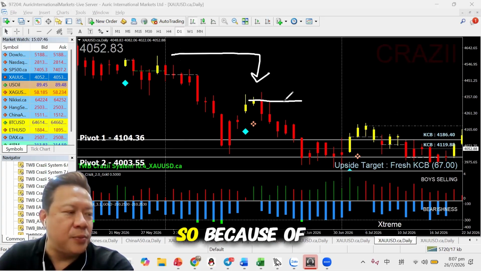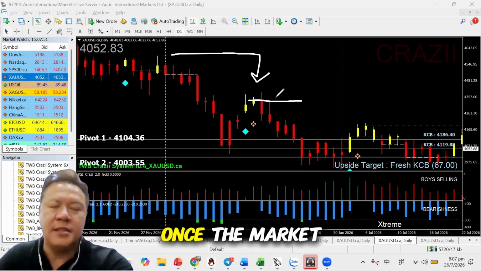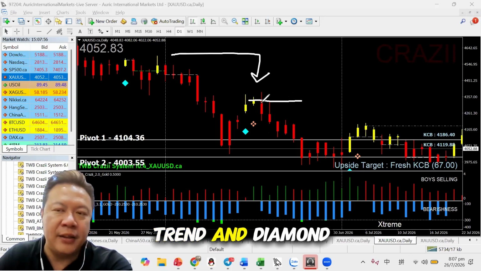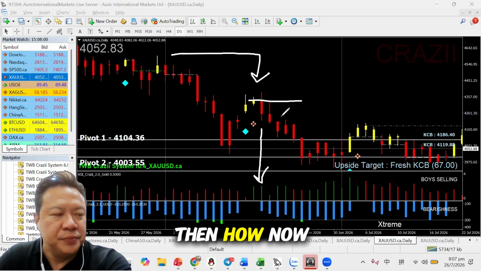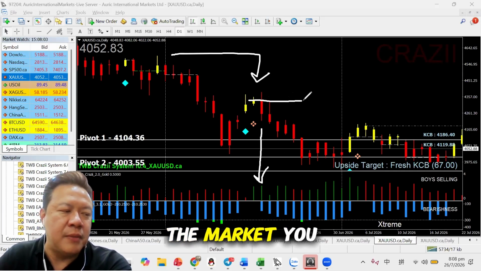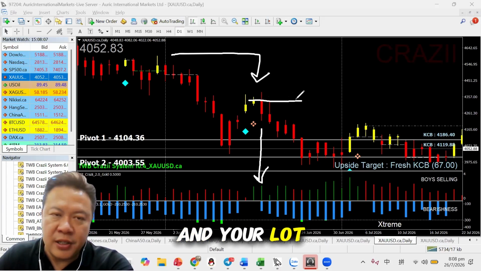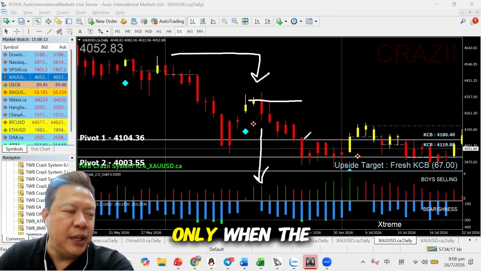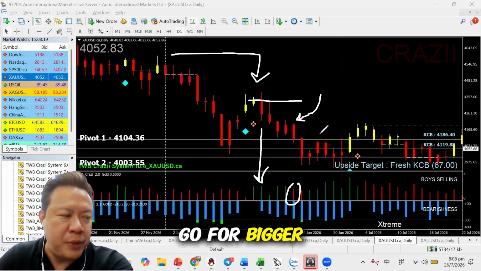Okay. All right. So because of that, this will become a sell signal once the market goes down. So it's a combination of K trend and diamond line. But of course, you will say, the KSI is green, and how? Now, the KSI is green. That means that the market, you can sell, but don't expect it to go down too fast, and your lot size is supposed to reduce. Only when the market is still down and the KSI is red, then you can go for bigger lot size.